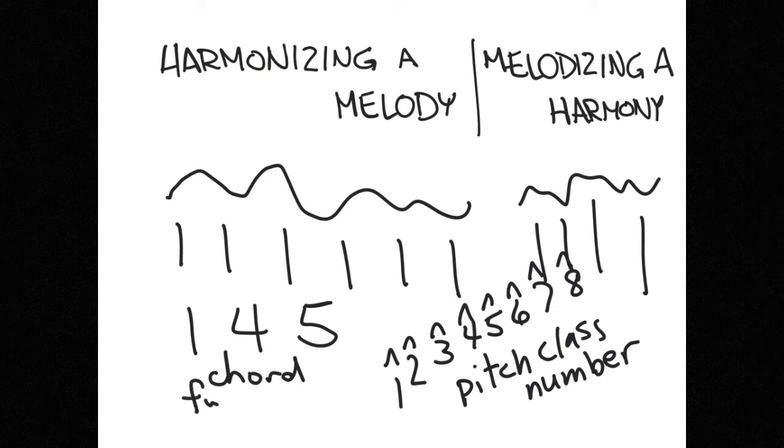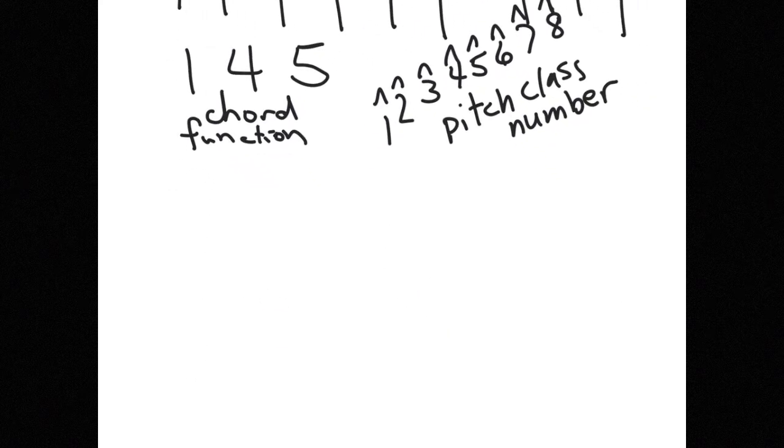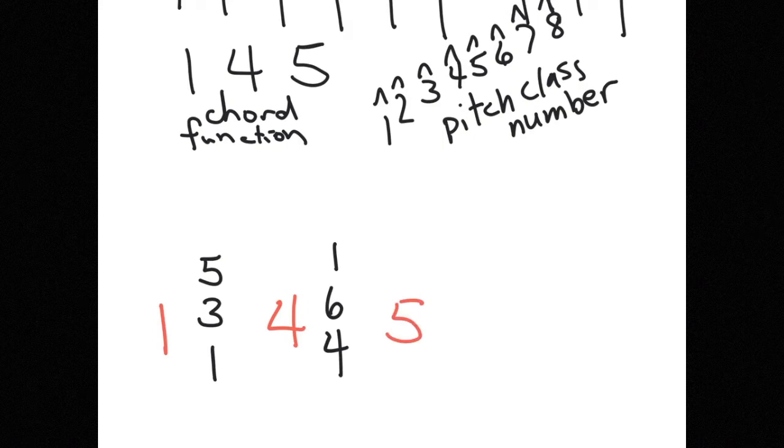All right, so here goes. In any given key, the 1 chord is made up of pitches 1, 3, 5. And the 4 chord has 4, 6, and 1. 4, 6, 8 is 1. And the 5 chord has 5, 7, and 2, compound interval 2. Okay, so 1, 3, 5, 4, 6, 1, 5, 7, 2.